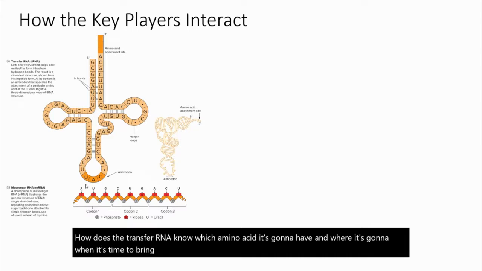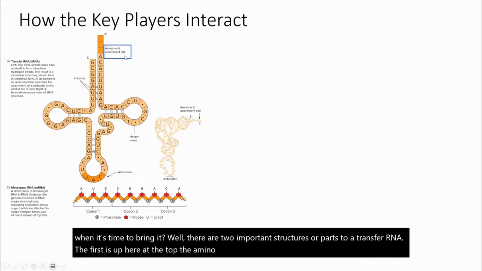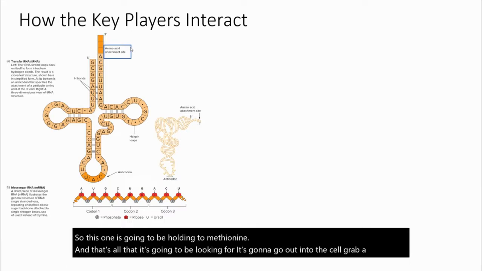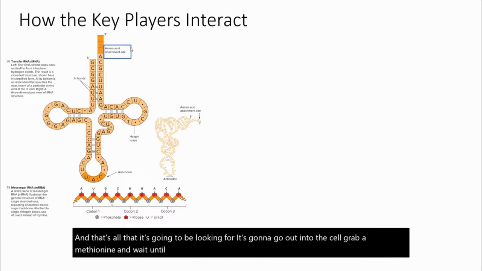Well, there are two important structures or parts to a transfer RNA. The first is up here at the top, the amino acid attachment site. That's where its specific amino acid is going to be attached. So this one is going to be holding on to methionine, and that's all that it's going to be looking for. It's going to go out into the cell, grab a methionine, and wait until it needs to be delivered to the ribosome.